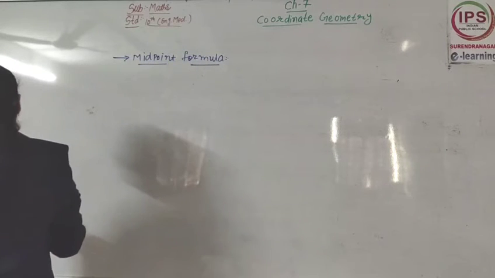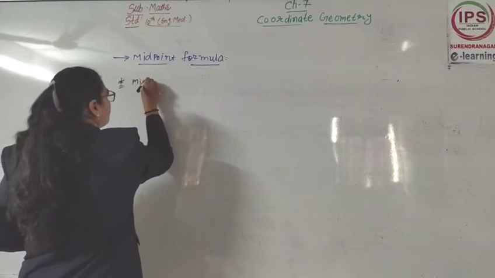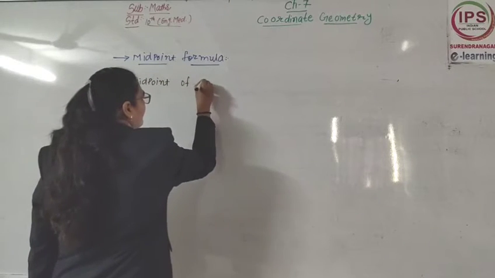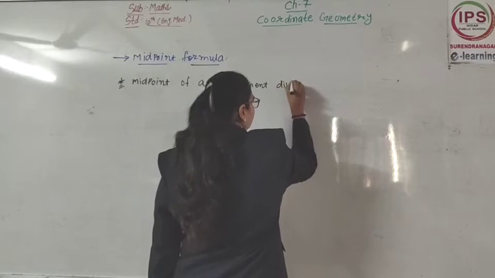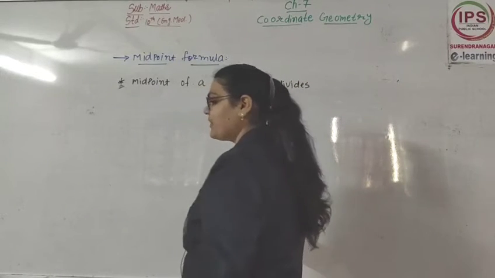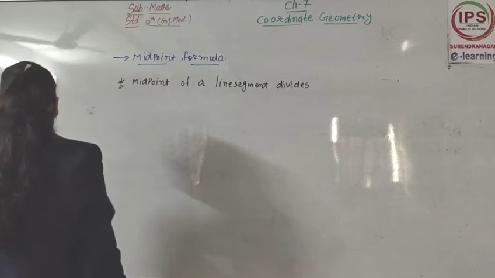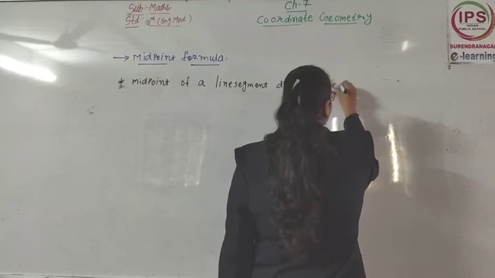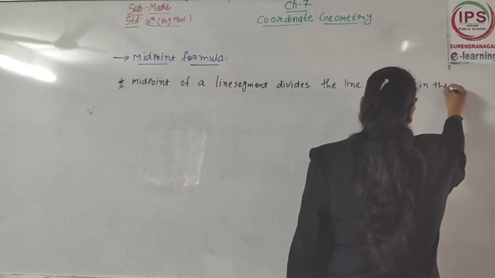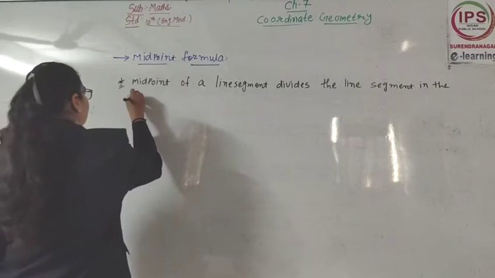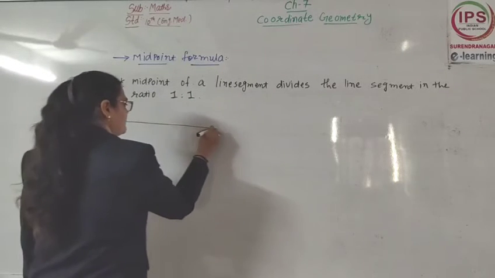Okay, let us see. The midpoint of a line segment divides the line segment in the ratio 1:1. If one line segment is given and the midpoint of that line segment is given, then that midpoint divides the line segment in the ratio 1:1.